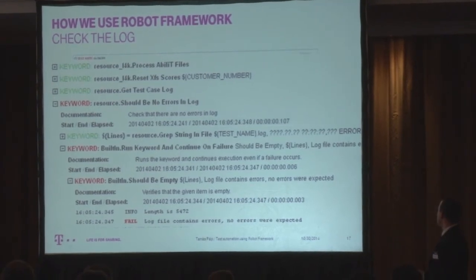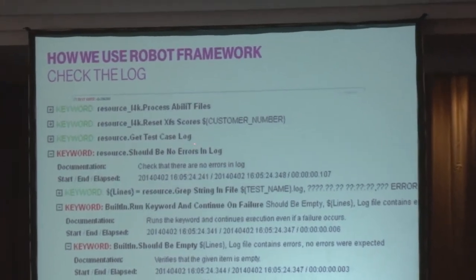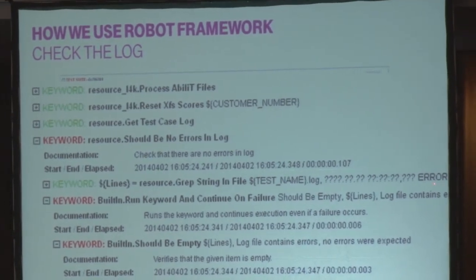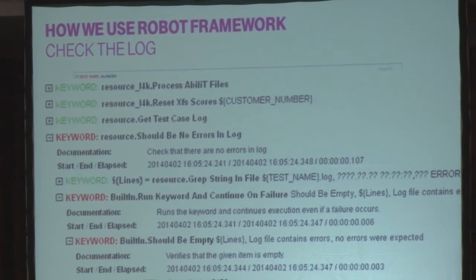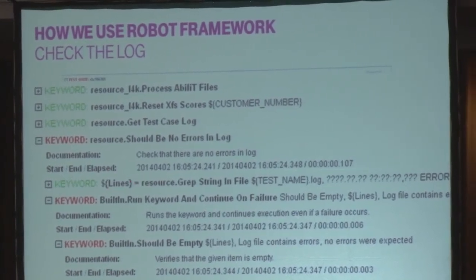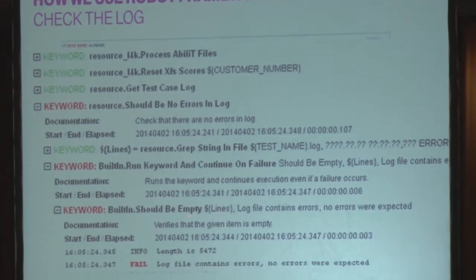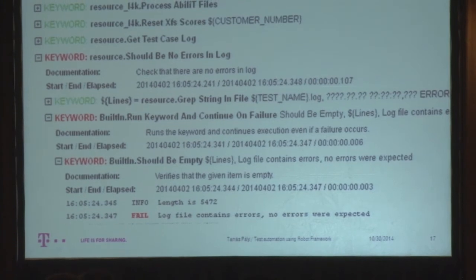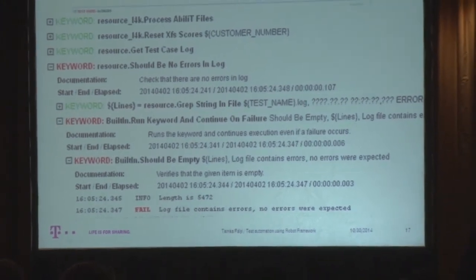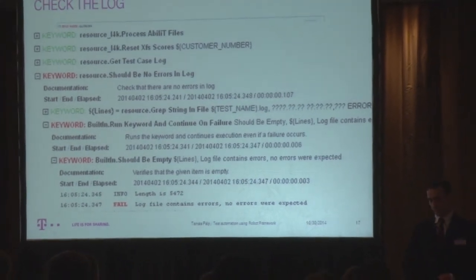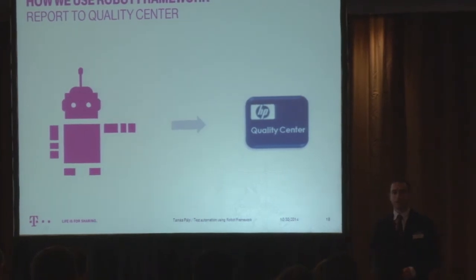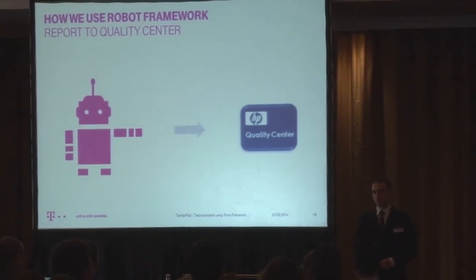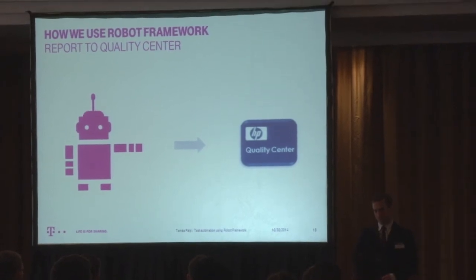there is a keyword call, which is a high-level keyword, should be no errors in log. Inside that, there's another keyword, grab string in file. It actually greps for errors in the log produced by the system under test and stores it in a variable. And then this variable should be empty, otherwise we get errors, so the test case is failed. These files are actually stored in XML format. That's why it's so easy to expand and collapse them. When you think it's the valid result, you can directly report them to Quality Center by clicking on the Report button on the web GUI.